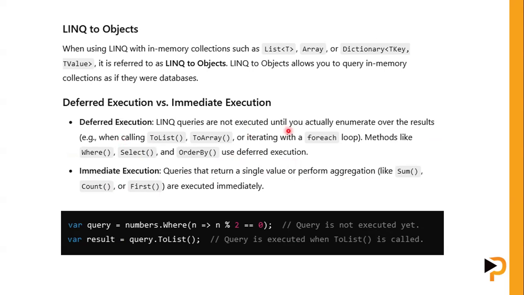Your LINQ queries are not executed until you enumerate. If you are not iterating through it, it will not get executed. An example of deferred execution methods in a LINQ query are where, select, and orderby. We have to iterate, and then it gets executed. Now, immediate means there is no need of iteration, no need of visiting it again. It gives you the immediate output of the query.